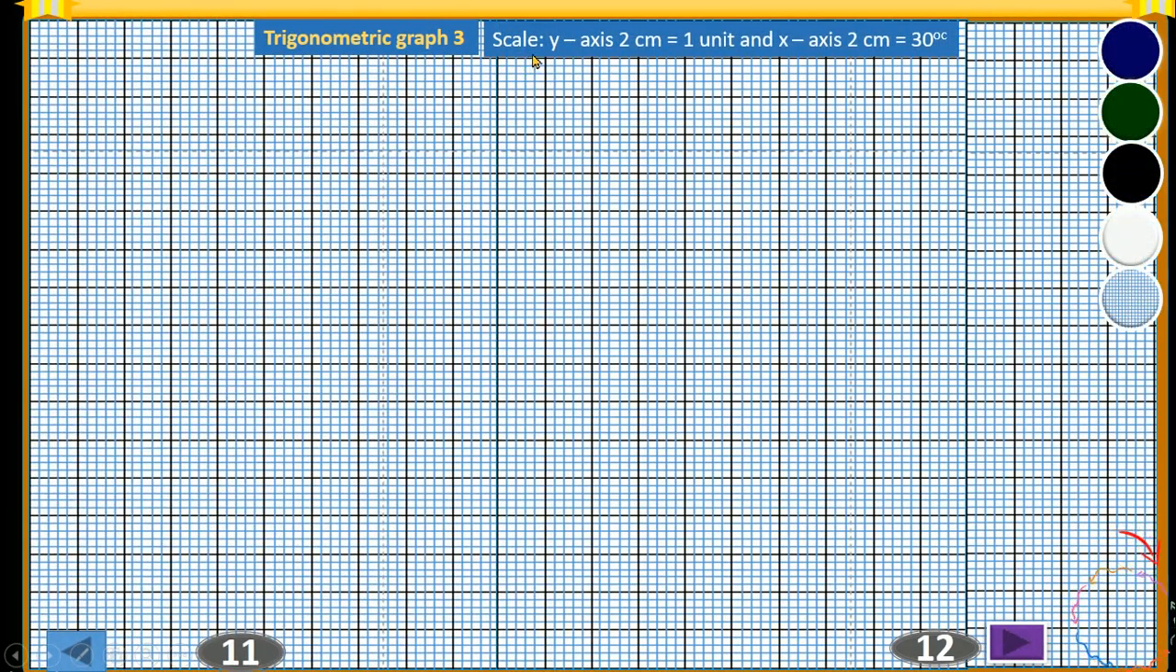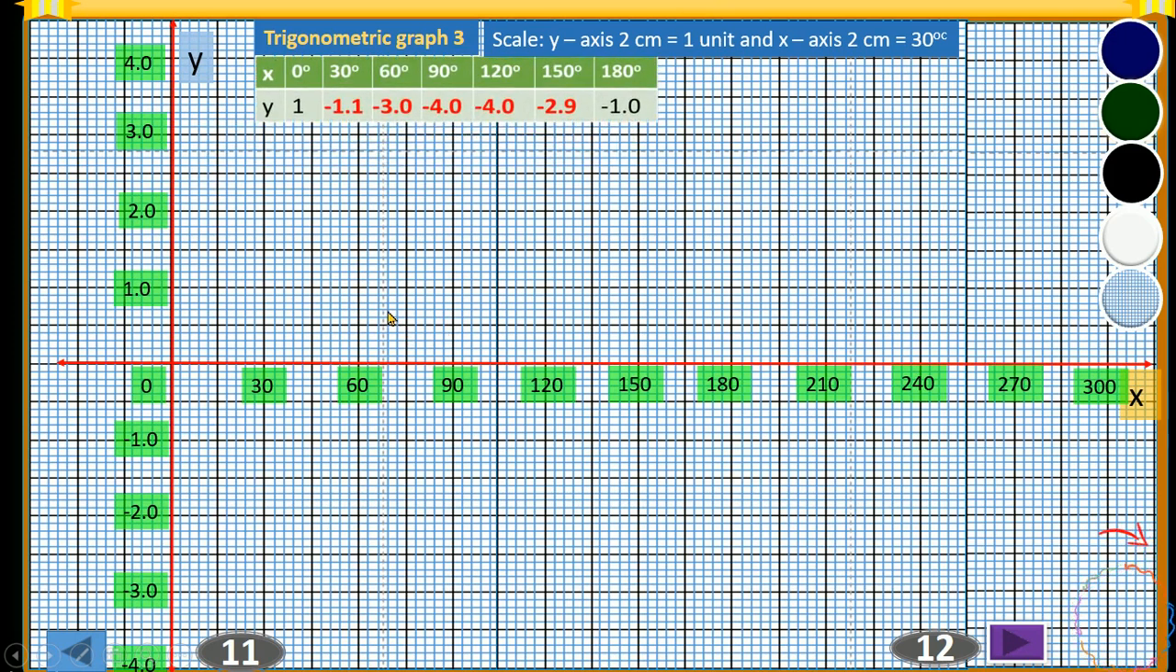Our scale, once again, on the y-axis is 2 centimeters equal to 1 unit, and on the x-axis 2 centimeters is equal to 30 degrees. So we're now going to use the scale to draw our axes. On the y-axis, every 2 centimeters is 1, and each small square is 0.1.